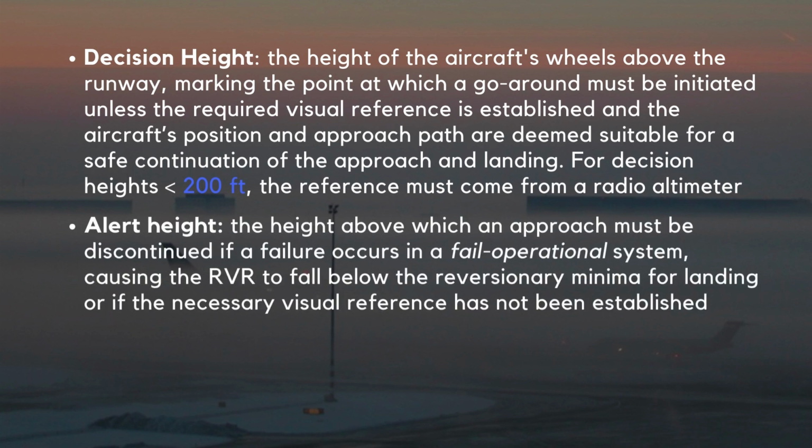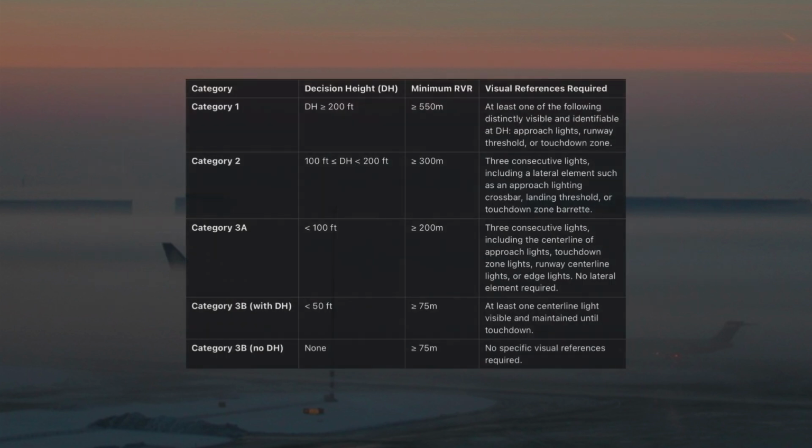Alert height is the height above which an approach must be discontinued if a failure occurs in a fail operational system, causing the RVR to fall below the reversionary minima for landing, or if the necessary visual reference has not been established. Category 2 is a precision approach and landing conducted with an ILS, where the decision height is below 200 feet but not less than 100 feet, and the minimum RVR required is 300 meters.